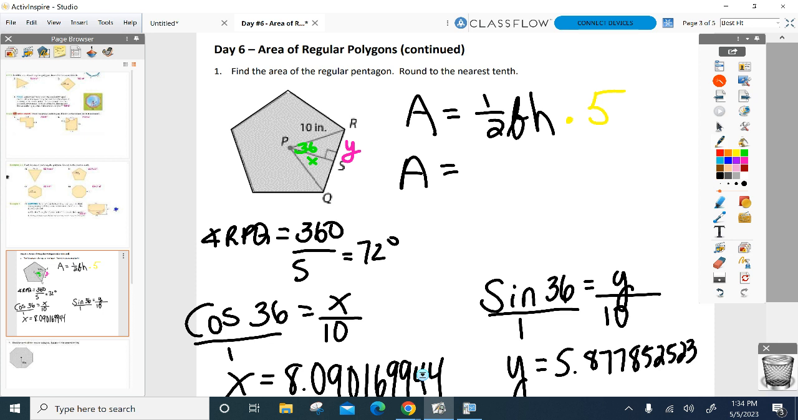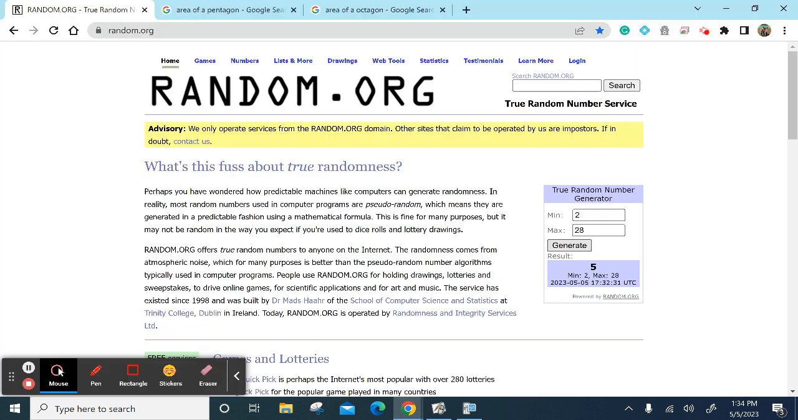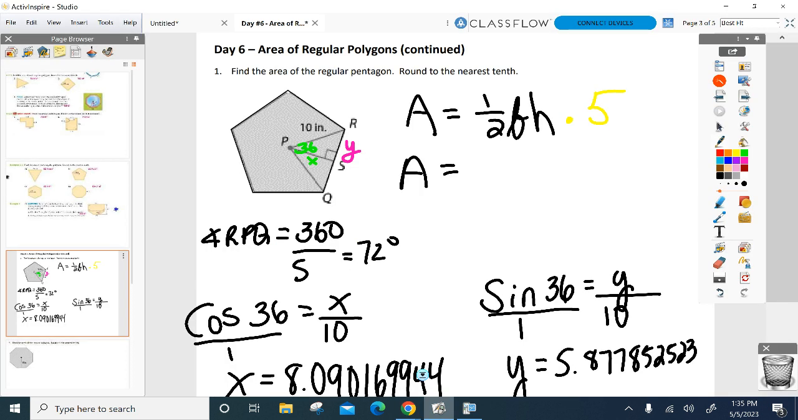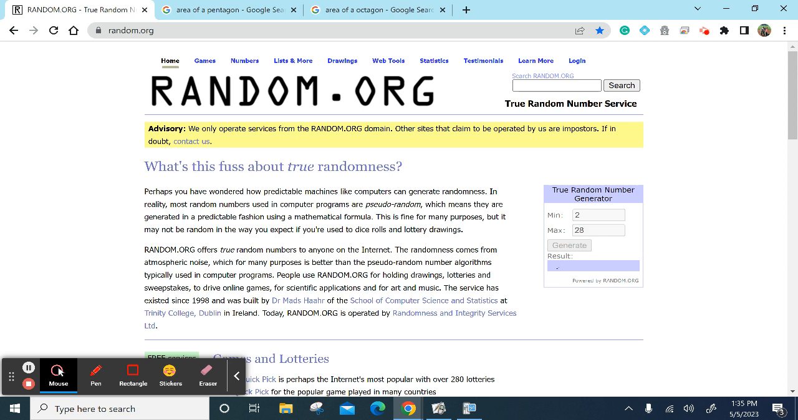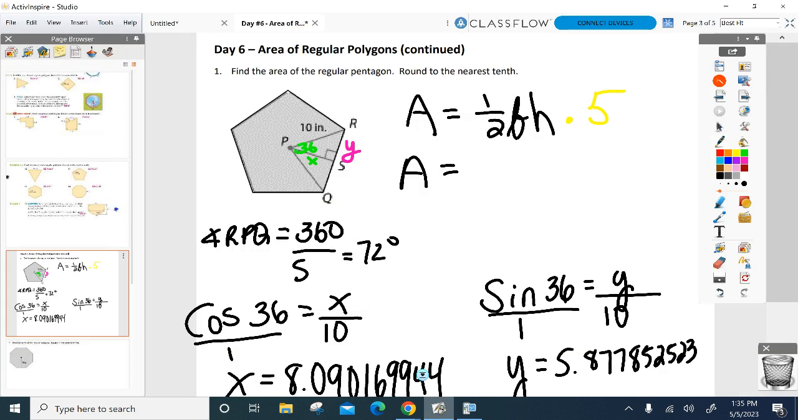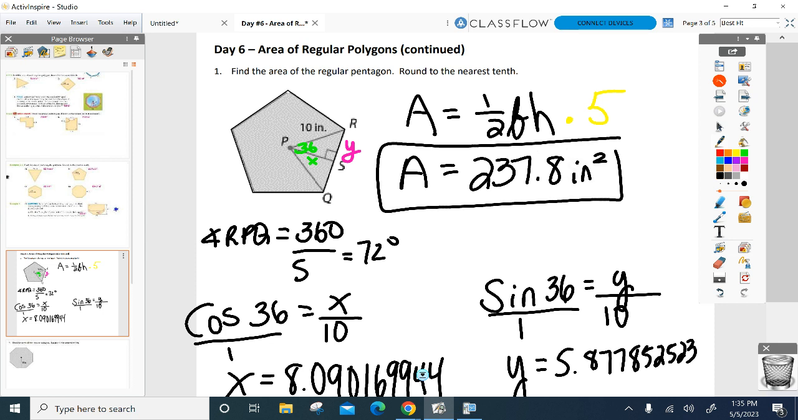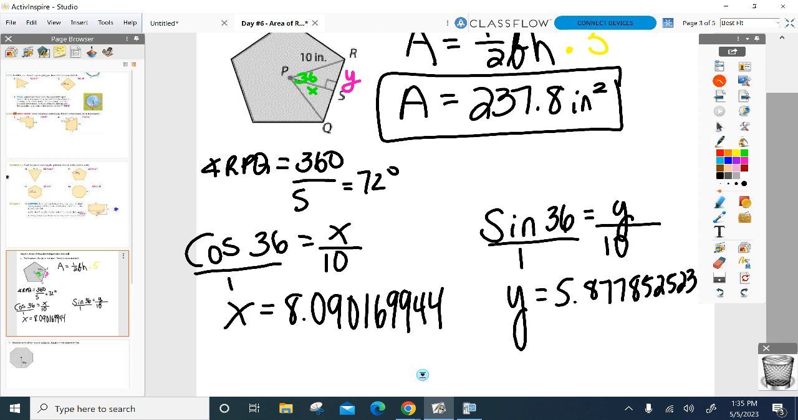Okay, when you're ready with that area, round it to the nearest tenth. Let me know. 25 when you're ready. Thank you. How about 17 when you're ready? 237.8. You can thank your partner for that. Make sure you can actually get that, Riley, please. Thank you. Inches squared. Everyone's good?